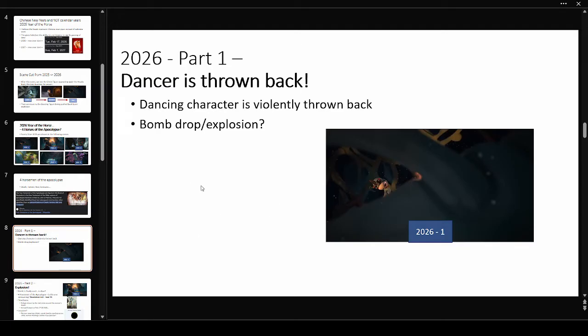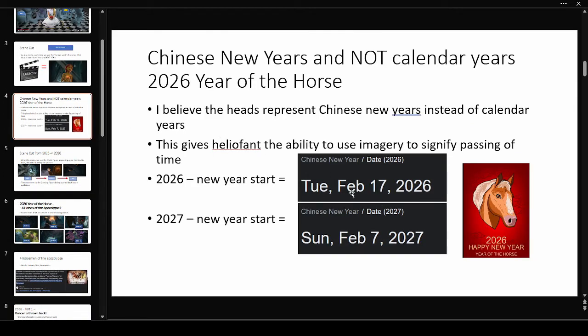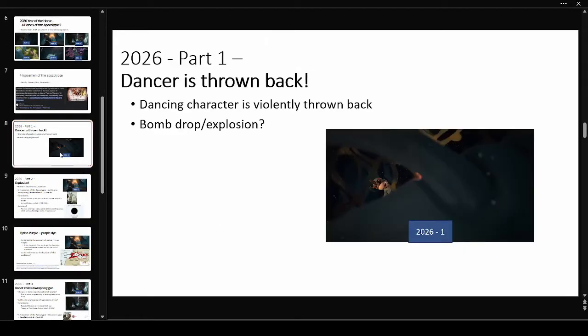So part 1 is the dancer being thrown back violently. So immediately, as soon as we jump into 2026, expect this explosion. Okay, so like I said, 2026 begins on February 17th, 2026. So immediately at that point, expect this event to be happening.